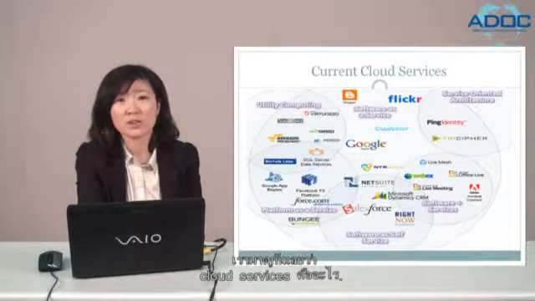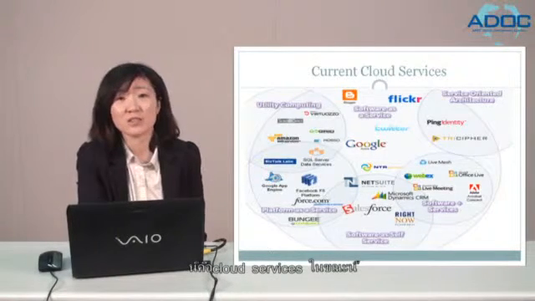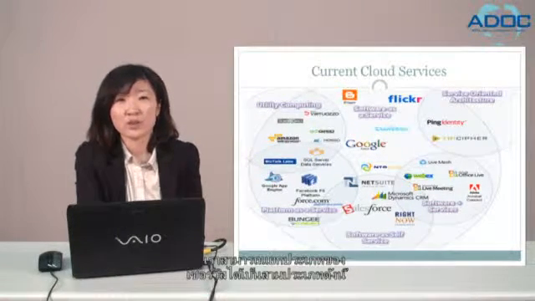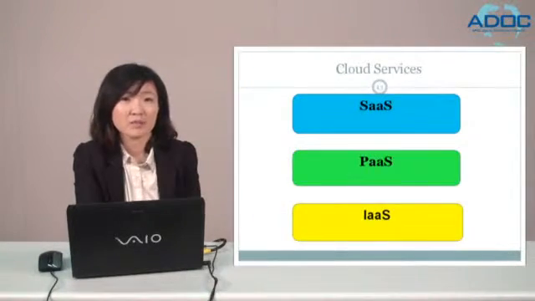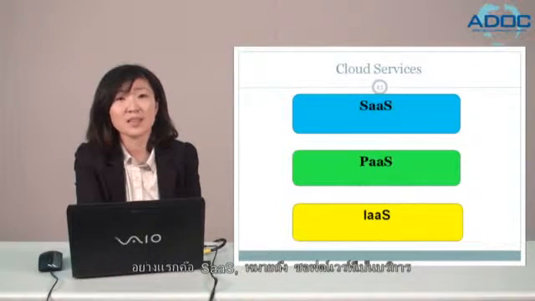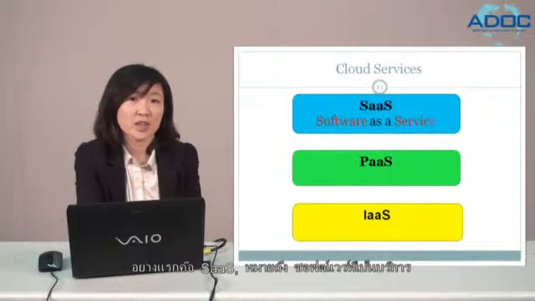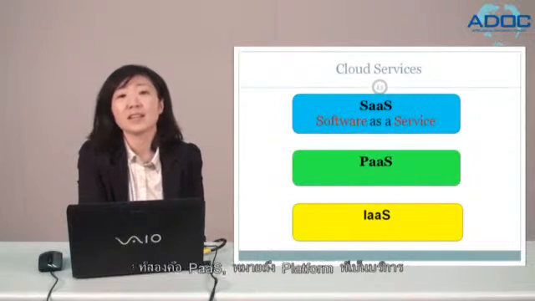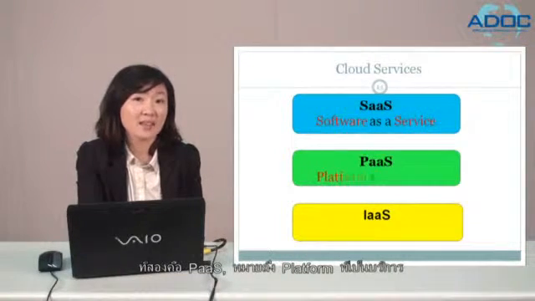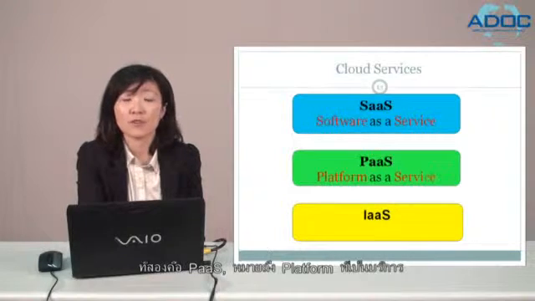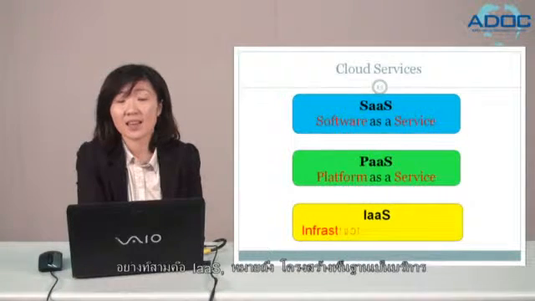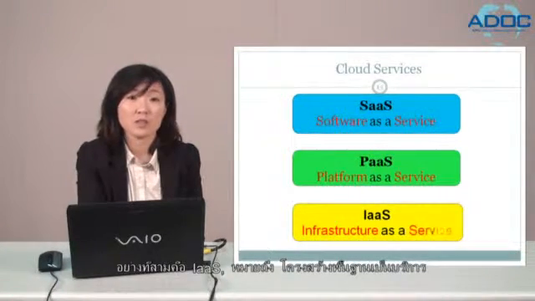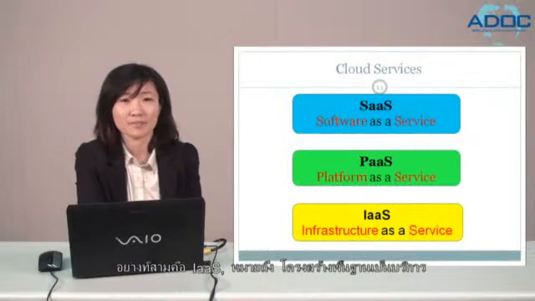We continue to see what cloud services are. These are the current cloud services. We can sort of categorize these services into 3 forms. The first one is SaaS, which stands for Software as a Service. The second one is PaaS, which stands for Platform as a Service. The third one is IaaS, which stands for Infrastructure as a Service.